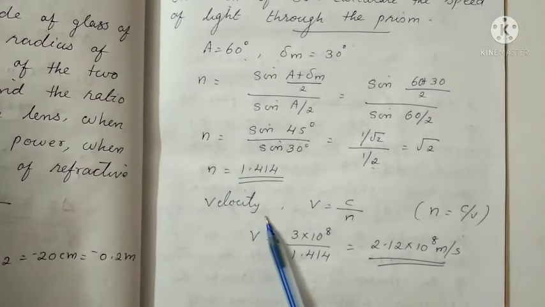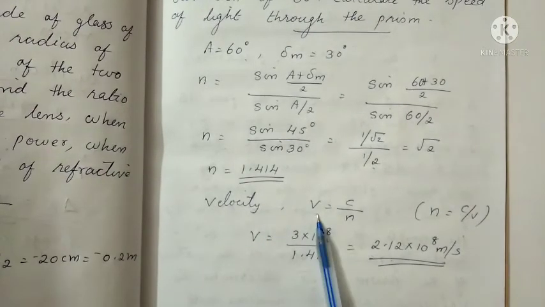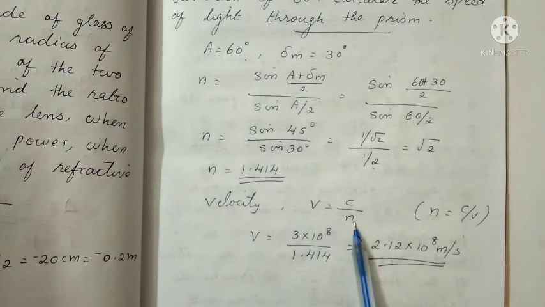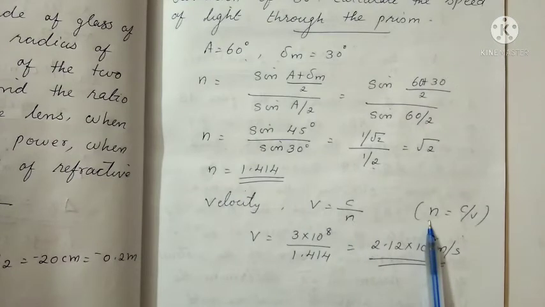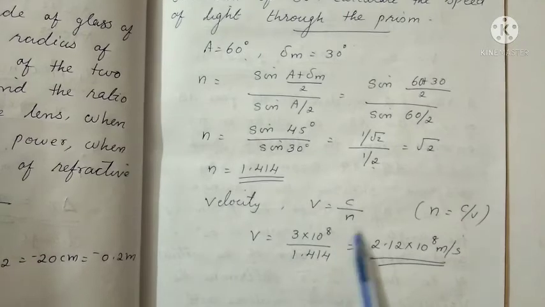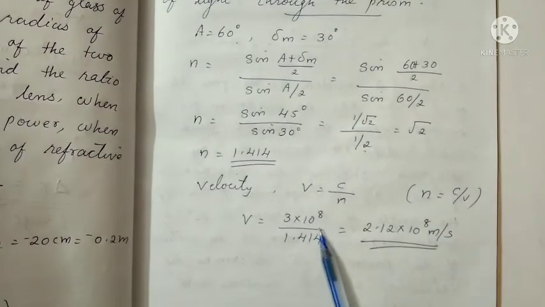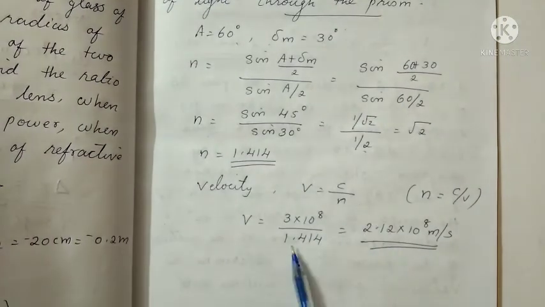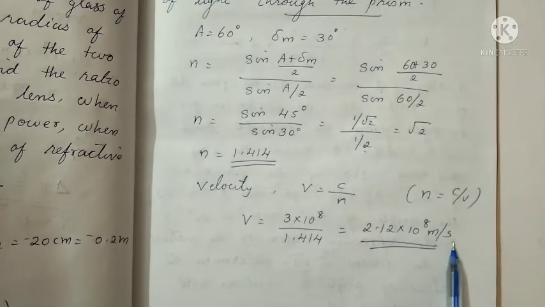Then you want to calculate the velocity. So v equal to c by n, from the formula n equal to c by v. So we can substitute the values. C equal to 3 into 10 raised to 8 divided by n equal to 1.414. So we will get the value 2.12 into 10 raised to 8 meter per second.